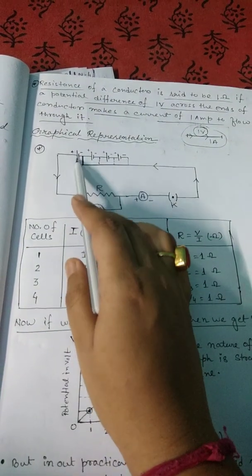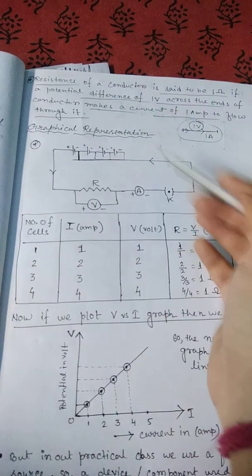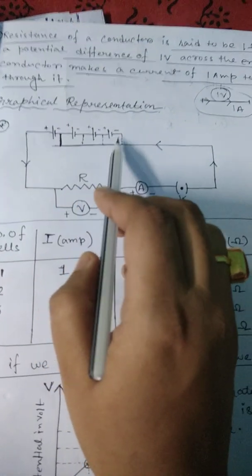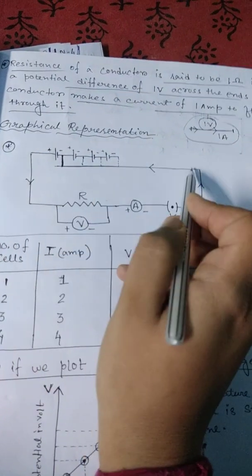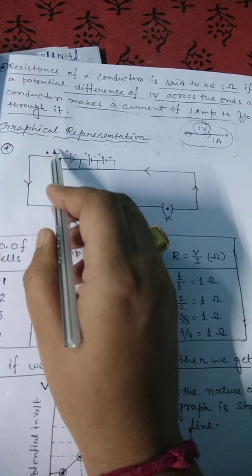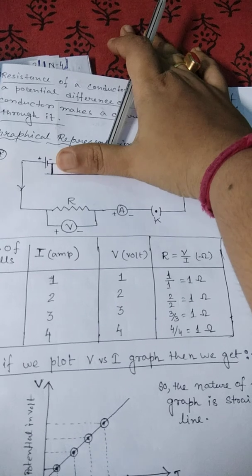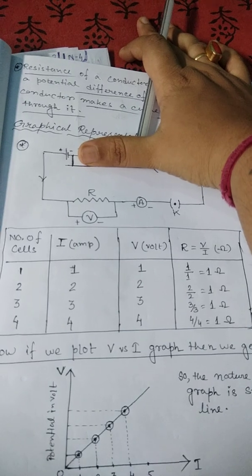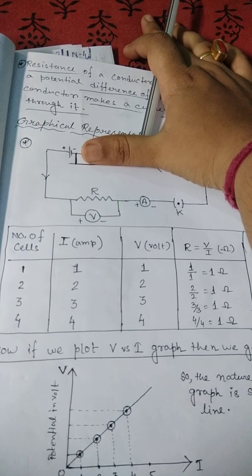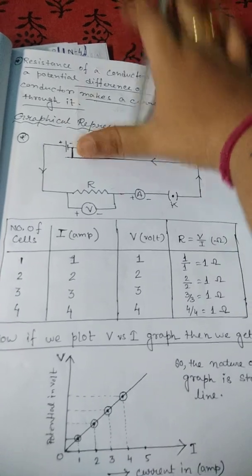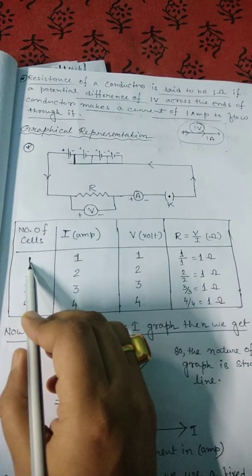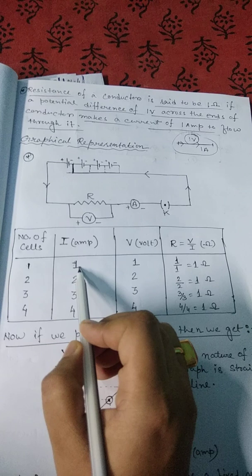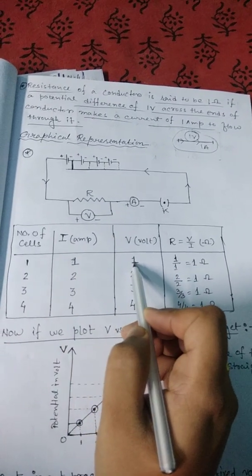We know that the direction of current is from positive to negative. Now see here, some dotted lines are also present. It means first of all we connect this end of the wire here. That means in this circuit these cells are not present. Only one cell is there. From this one cell we get some amount of current, and we also get a potential difference. So when the number of cells is 1, in the ammeter we get 1 ampere current, and in the voltmeter we see 1 volt.